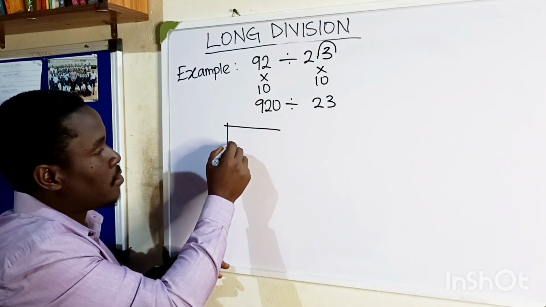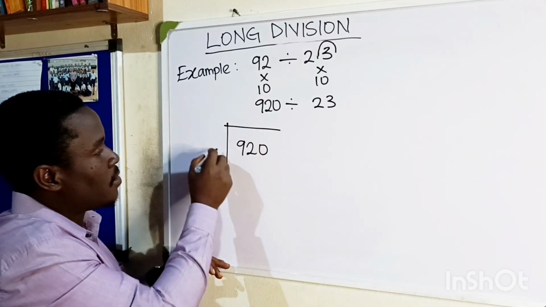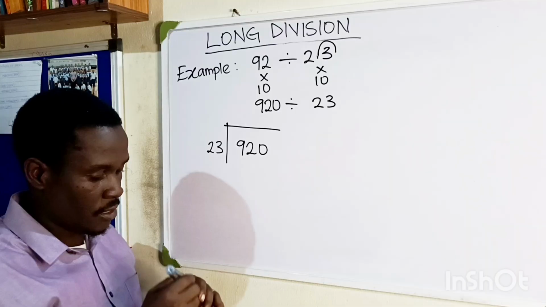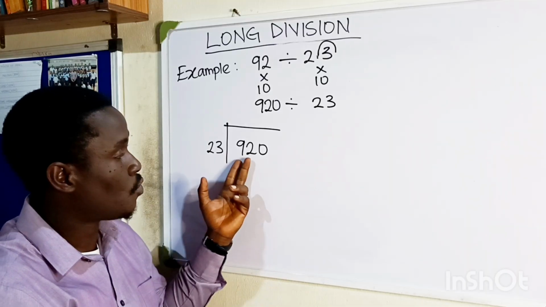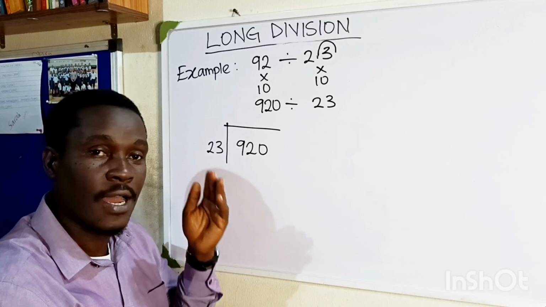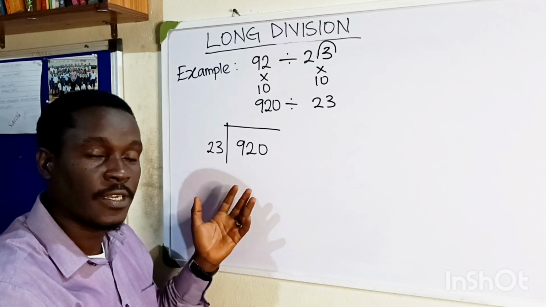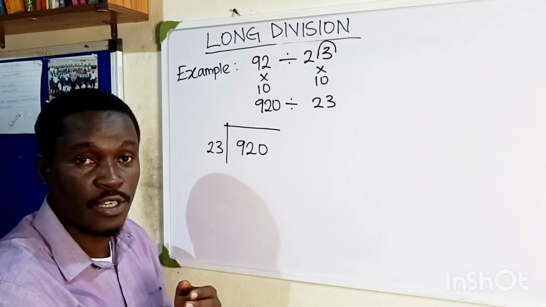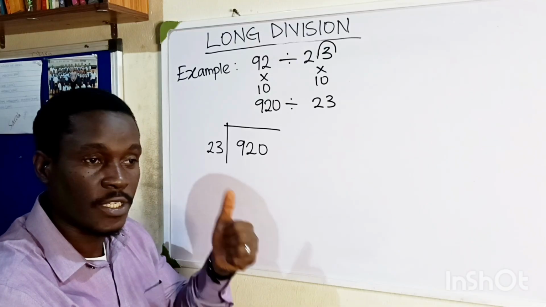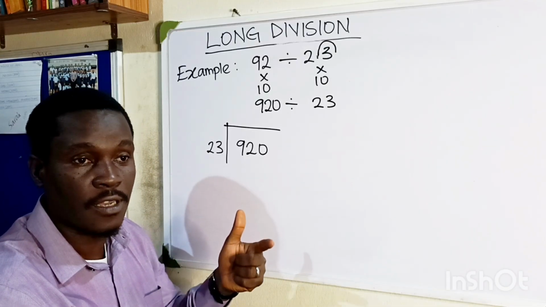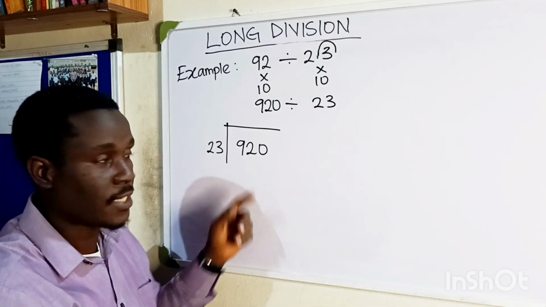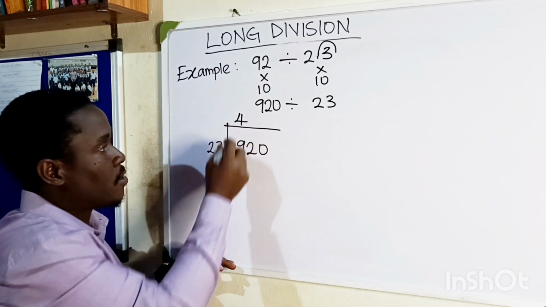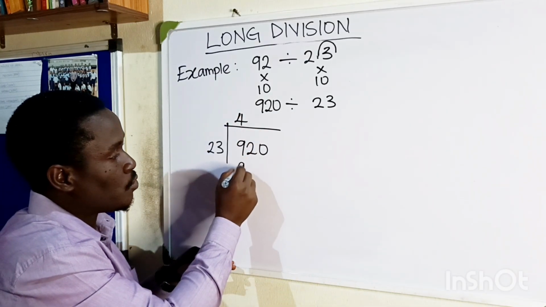So we have 920 divided by 23. 9 divided by 23 is not possible, so we put the first two digits together. We now have 92 divided by 23. 92 divided by 23 is going to give us 4. 23 plus 23 is 46, plus 23 is 69, plus 23 is 92. So we have 4 here.